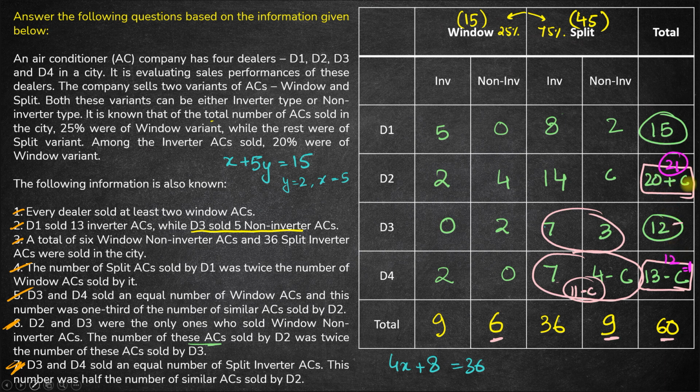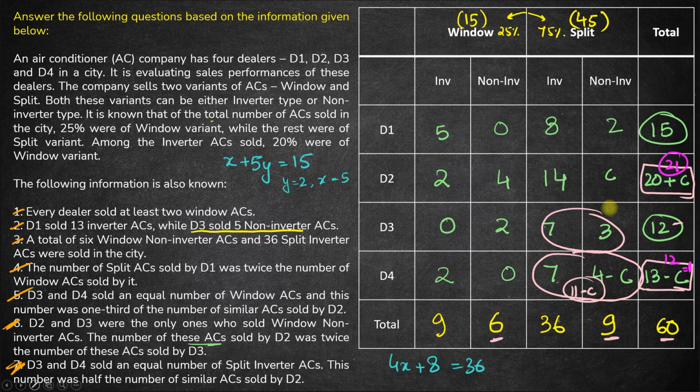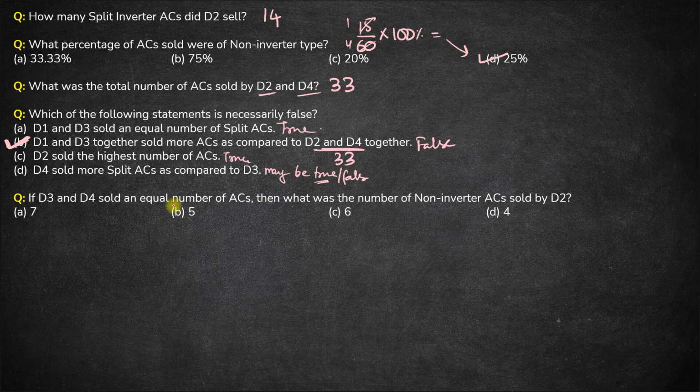Now the question is, then what was the number of non-inverter ACs sold by D2? So non-inverter ACs sold by D2. D2 non-inverter ACs will be 4 plus C, and C comes out to be 1. So 4 plus 1 is 5. So the answer to this particular question is option B here.